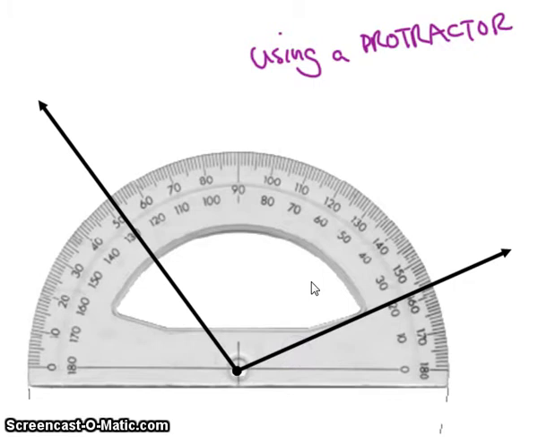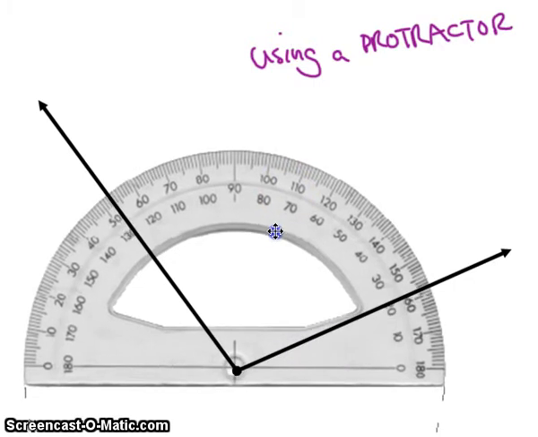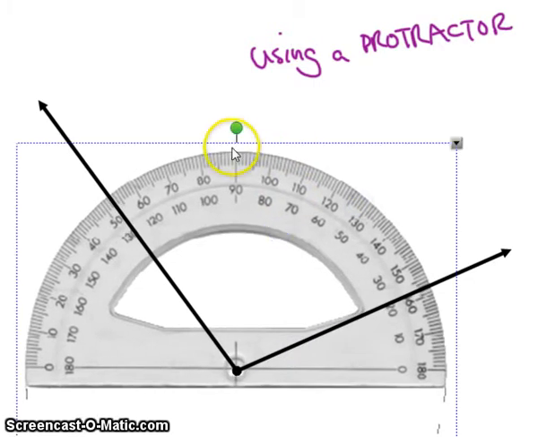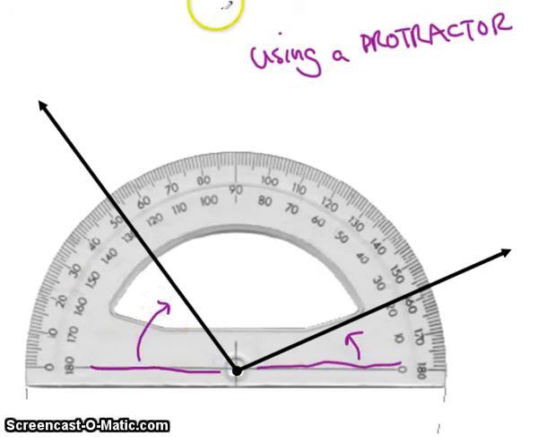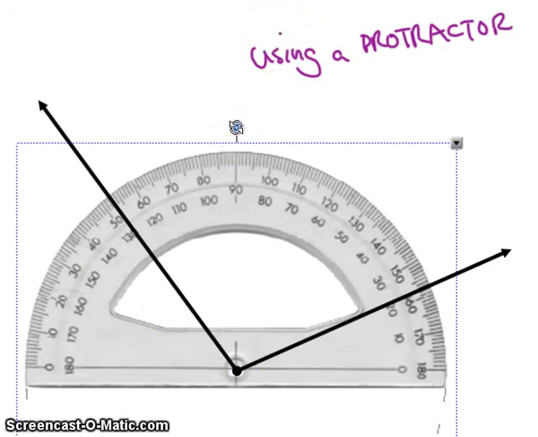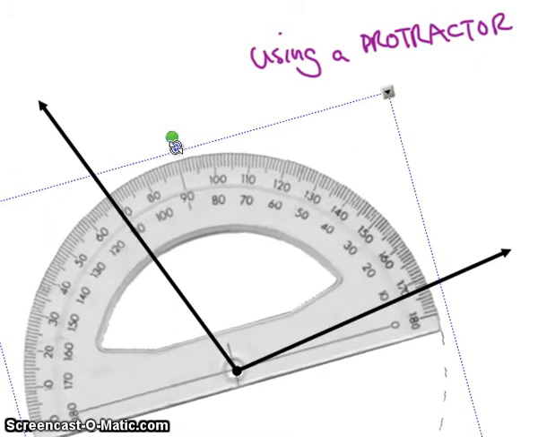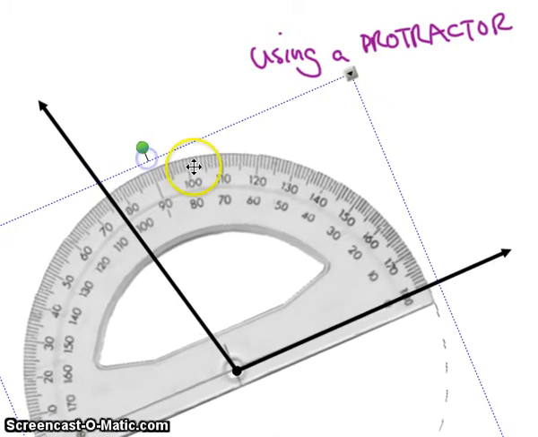All right. Now, the next thing that you want to do is turn your protractor so that this line down here lines up with either one of your sides. So we can line this line up with this side, a ray of the angle, or we could line this side up with this ray of the angle. So I'm going to turn my protractor until one of the rays lines up perfectly with the 0 reading on the protractor.